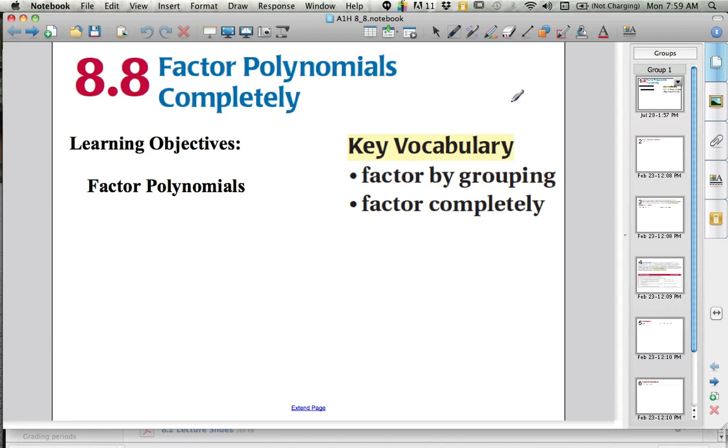In our final section of Chapter 8, we want to work on factoring polynomials completely. So again, our learning objectives are to take all the things we've learned to factor polynomials. And we're going to learn a new one, factoring by grouping. And factoring completely is just that. It's factoring it until it can't be factored anymore. So we're just breaking it into its smallest possible multiplied parts.